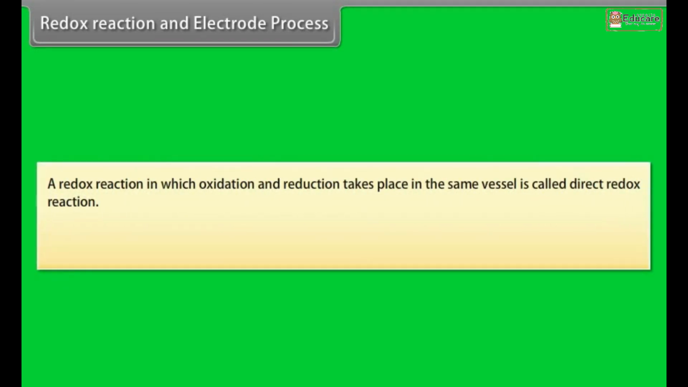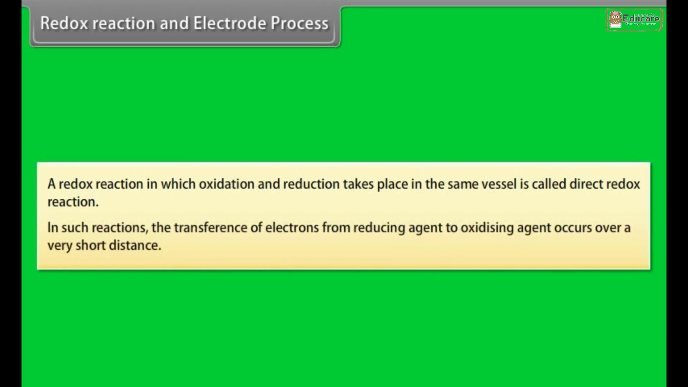Redox reaction and electrode process. A redox reaction in which oxidation and reduction take place in the same vessel is called a direct redox reaction. In such reactions, the transference of electrons from the reducing agent to the oxidizing agent occurs over a very short distance.